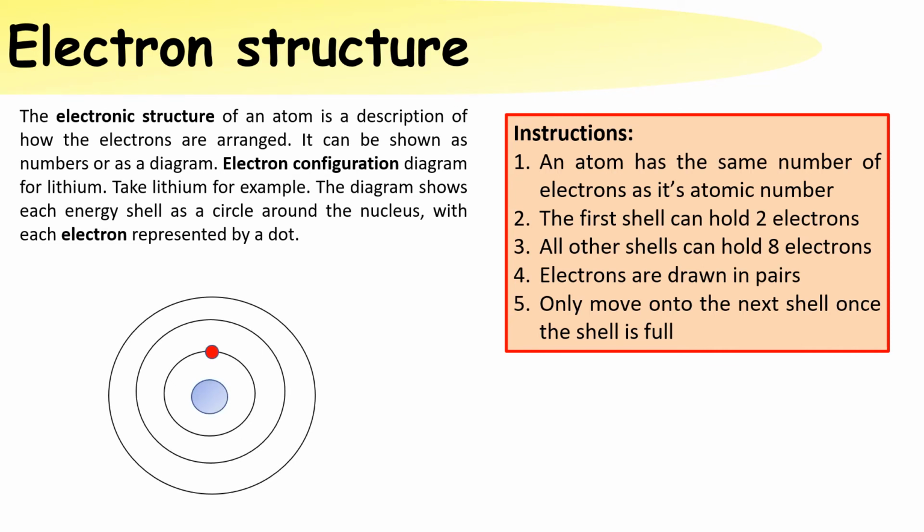So, for instance, hydrogen has 1 electron, so you draw 1 electron on its inner shell. Helium has 2 electrons, so it would get 2 electrons on its inner shell. Lithium has 3 electrons, so as the inner shell can only hold 2 electrons, you move onto the next shell. And so on, pairing up the electrons after the shells go above 4 electrons.